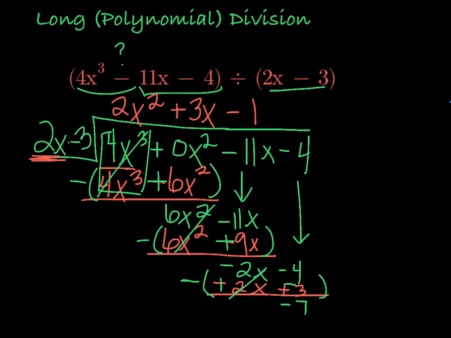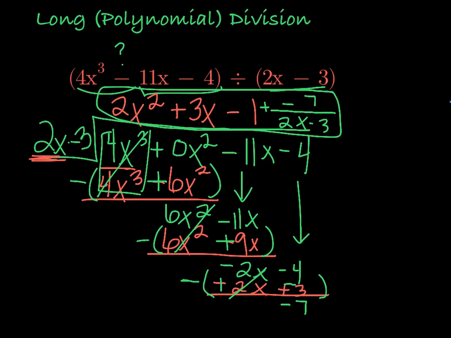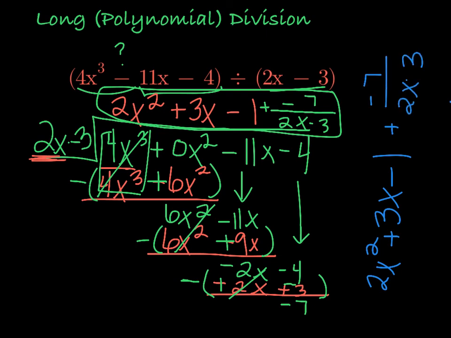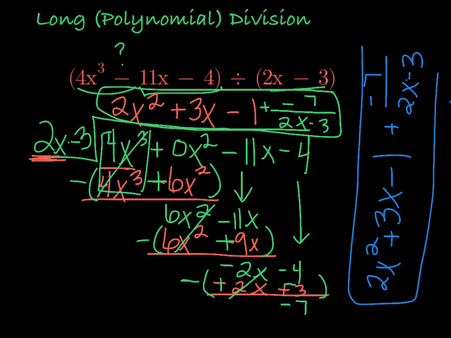So we do have a remainder. With polynomials, when you have a remainder, what you'll do is take your negative 7 and put it all over your divisor, which is 2x minus 3. You can put a little plus sign here if you want to separate it, but your negative can take care of that for you. This is your final answer. I know it's kind of messy, so I'll rewrite it out to the side so you know what it looks like: 2x squared plus 3x minus 1 with a remainder of negative 7 over 2x minus 3. So this is your final answer using long division.